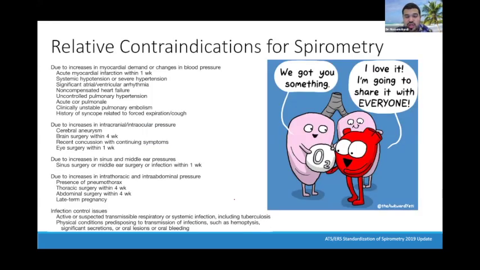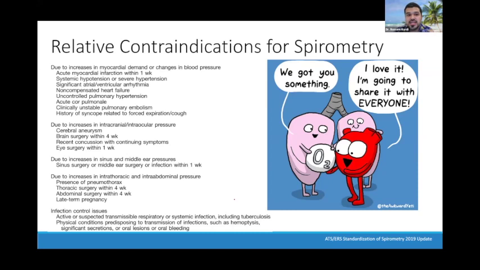There's no 100% absolute contraindication for spirometry. It really depends on the situation. The contraindications in both of these are from the recent 2019 ATS/ERS spirometry report, so American Thoracic Society and European Respiratory Society. There are a lot of relative contraindications. You can simplify it as: performing spirometry increases your intrathoracic pressure. So anything that you wouldn't want your intrathoracic pressure to increase with is probably not a good idea.